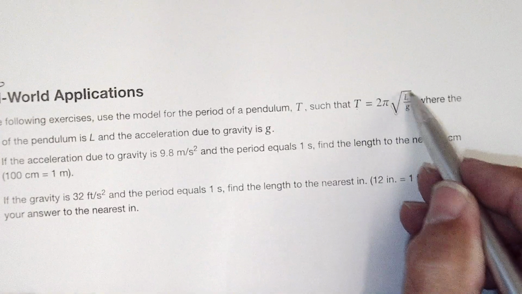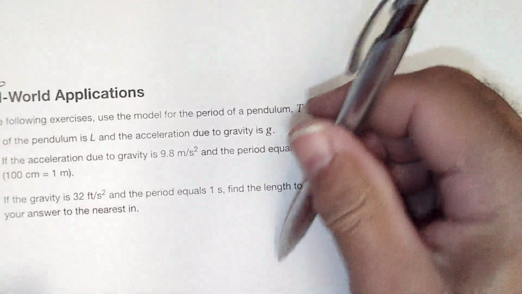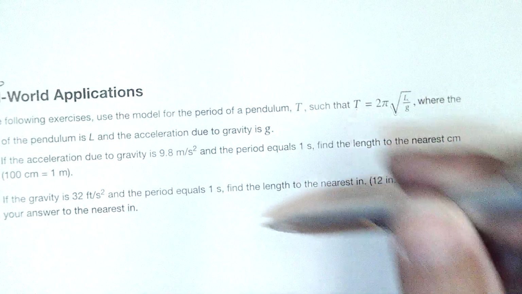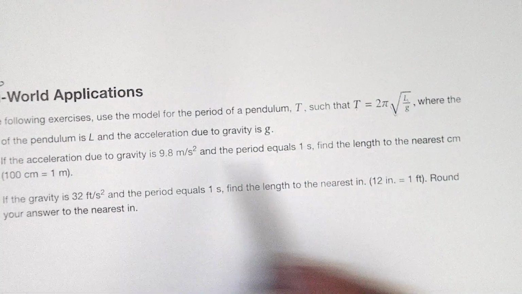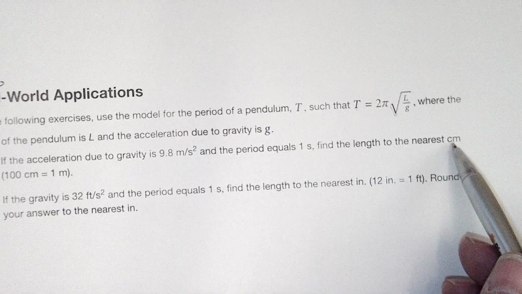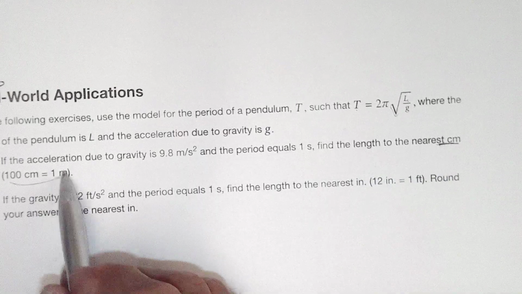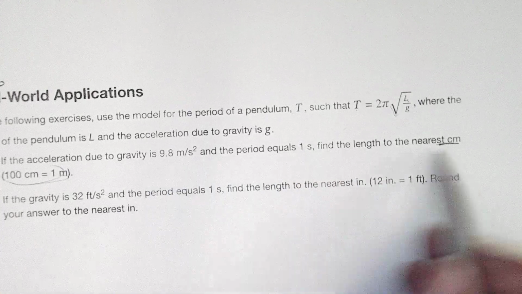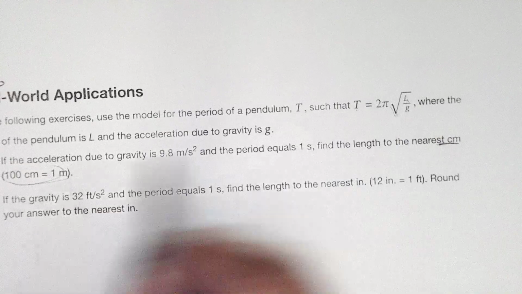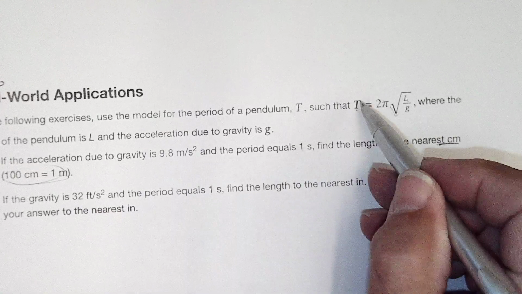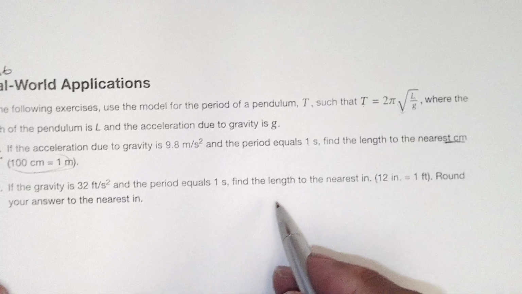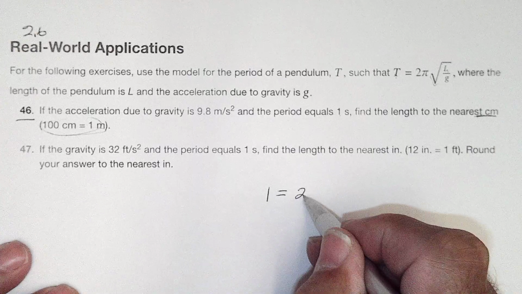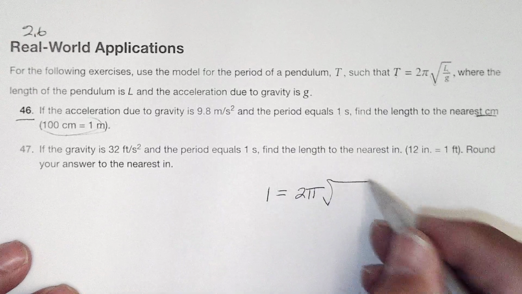2 pi square root of the length of the arm, so if it was the length of my pen, that would be how long it is. And if we do it in the length in centimeters, and they just give you a hint about that, we get it. So it says a period of 1 second. So we're going to put 1 in for the T equals 2 pi square root.